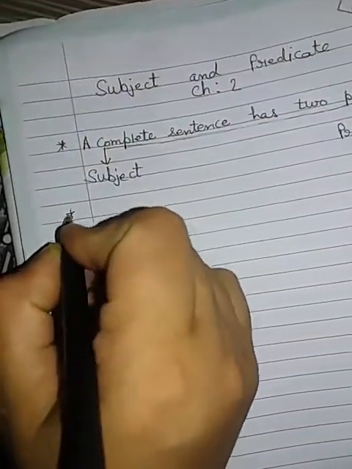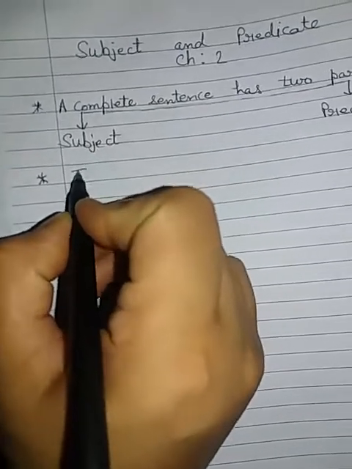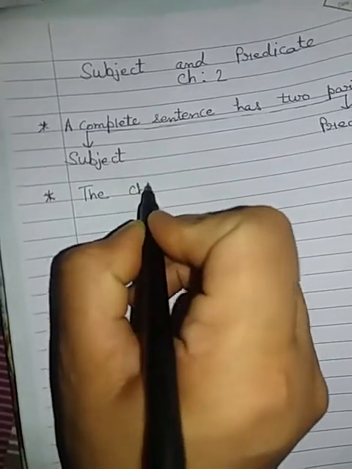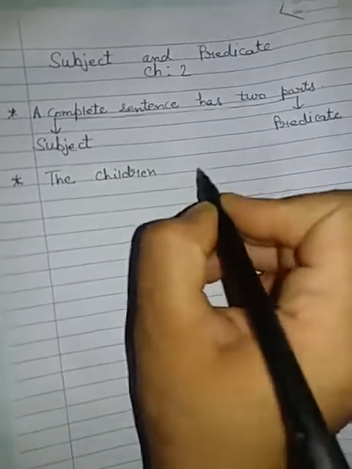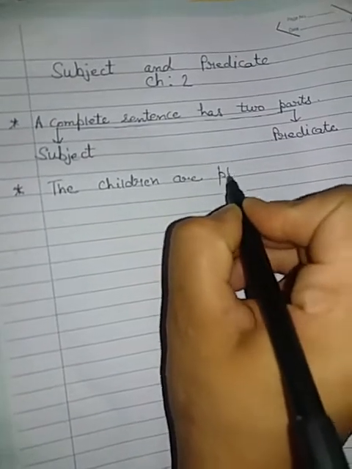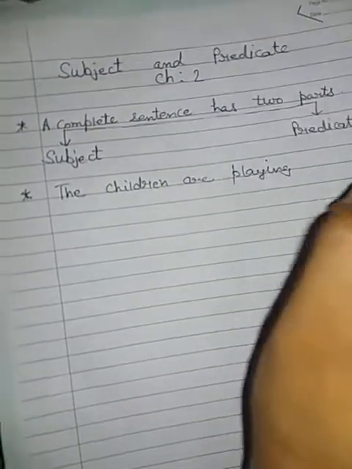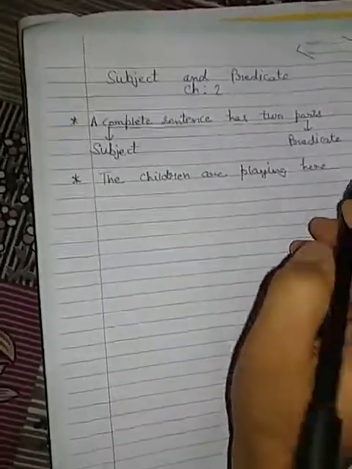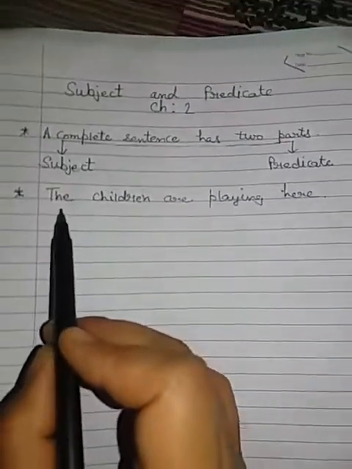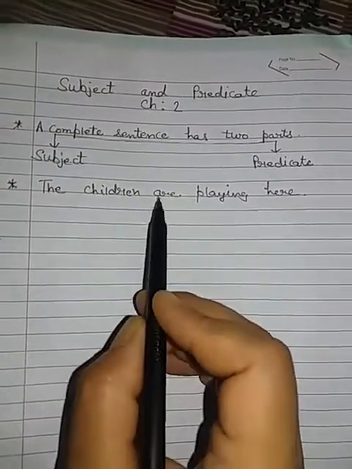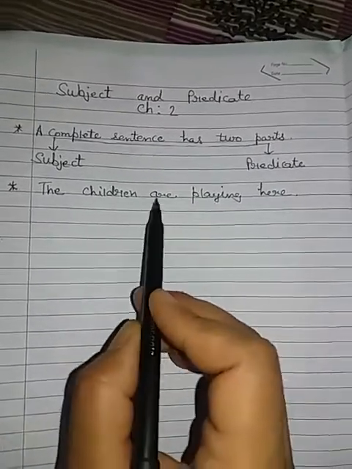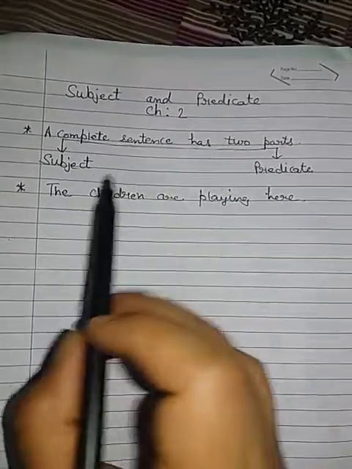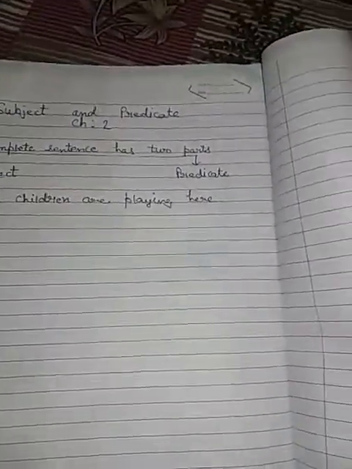Like I've written one sentence here. The children are playing. Full stop, as a sentence always ends with proper punctuation marks. So you all can see here I've written one sentence: The children are playing. Now this sentence has two parts. One is subject and another one is predicate.